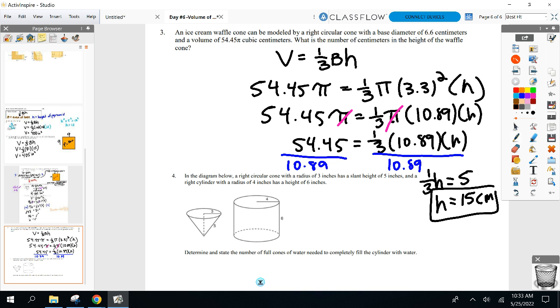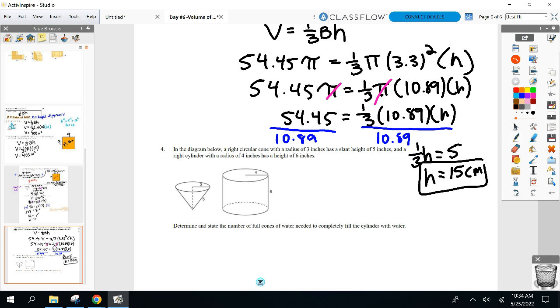All right, I love this next problem. Last one you're going to do on your own. Here's the gist of the problem. How many of those cones full with water could I pour into that cylinder? How many full cones of water are needed to completely fill the cylinder? So remember, this is two different formulas: 1/3 pi r squared times the height, and pi r squared times the height from yesterday.